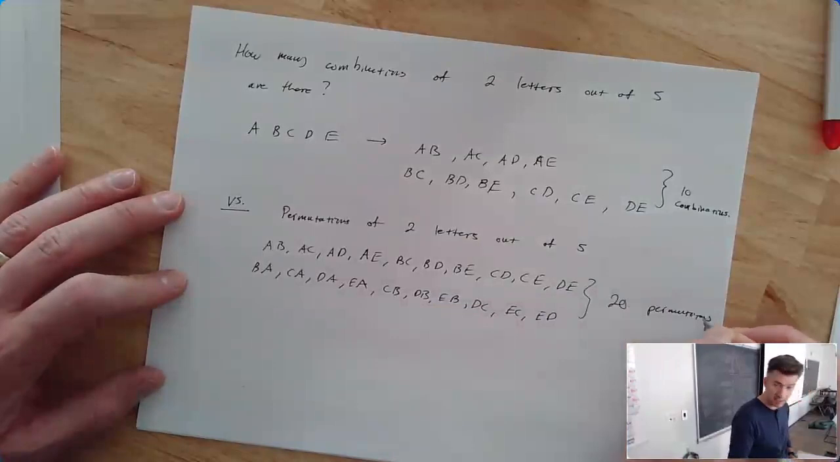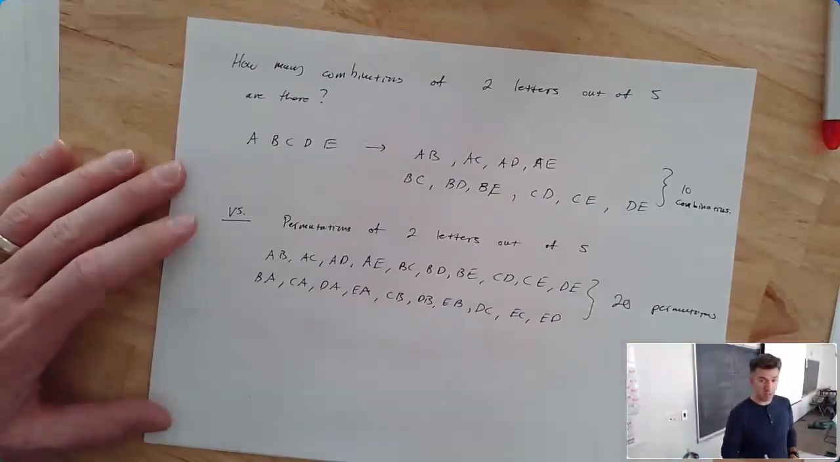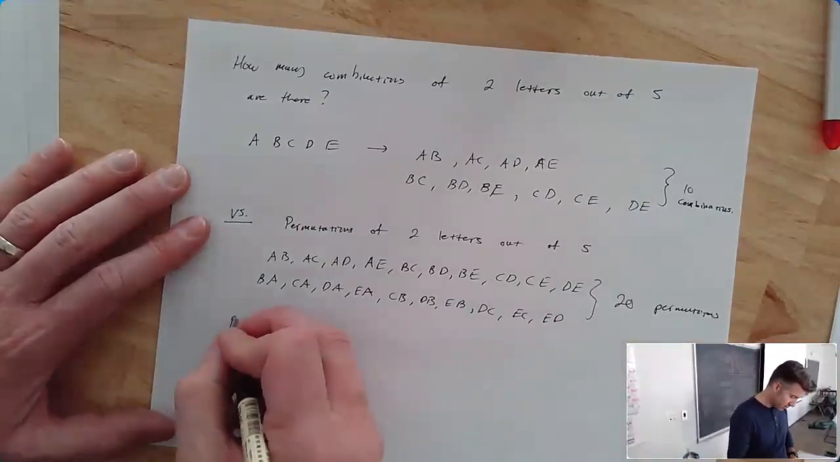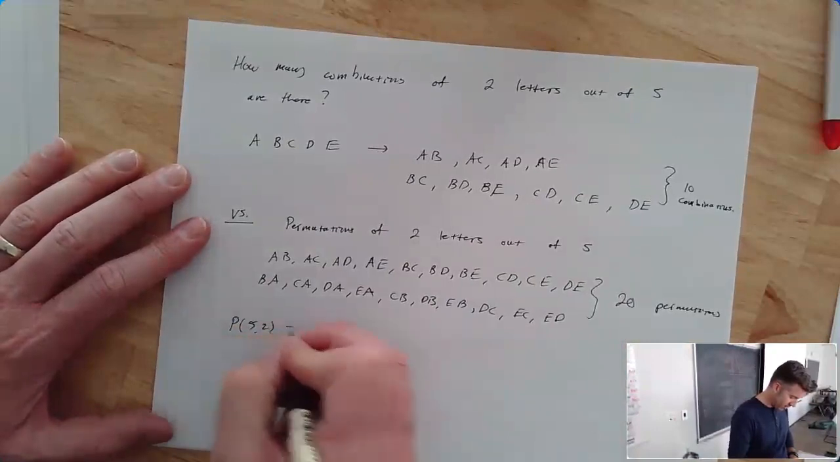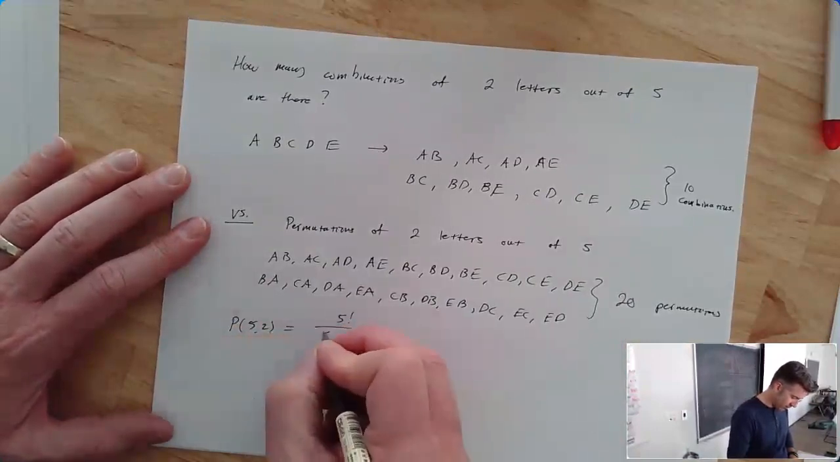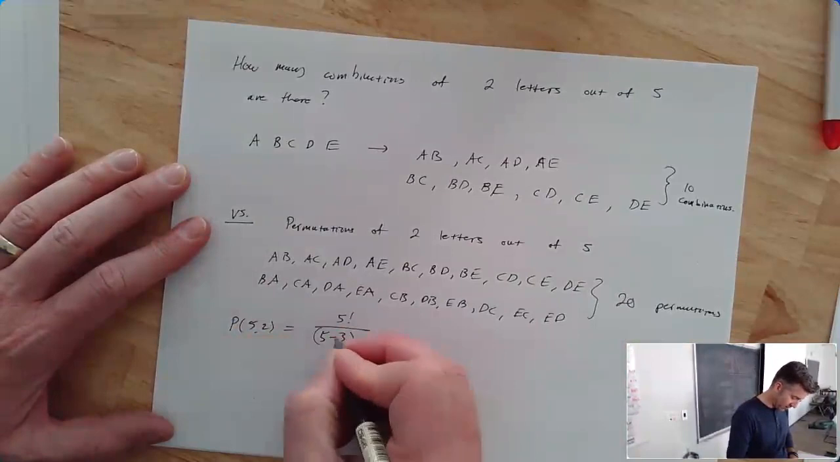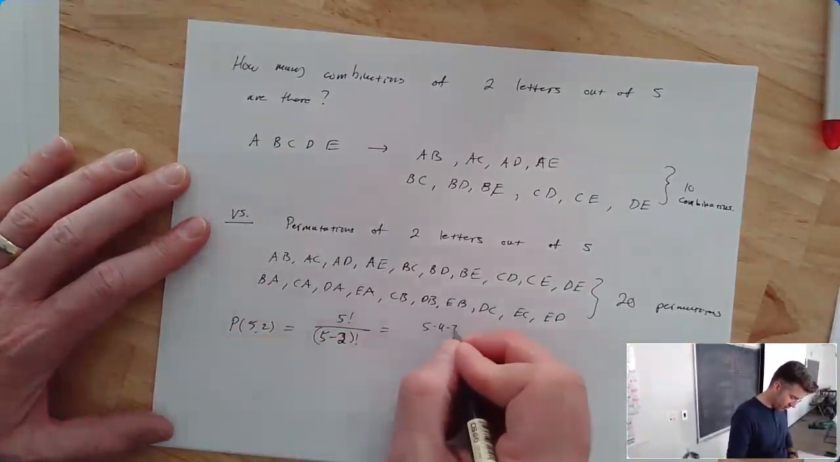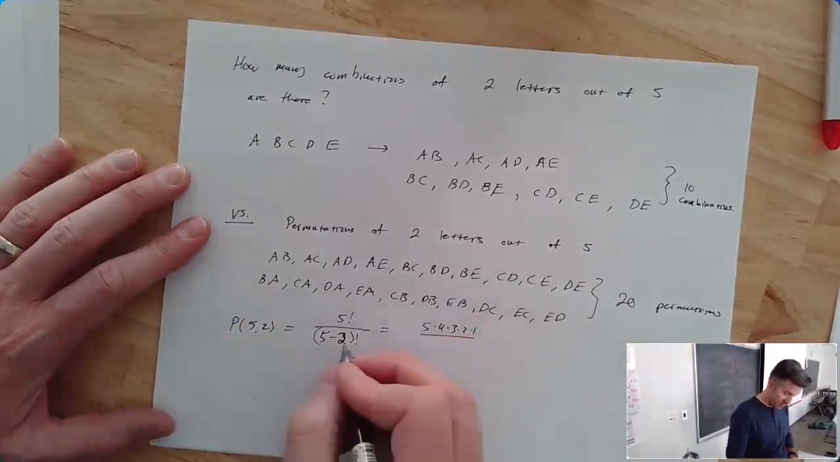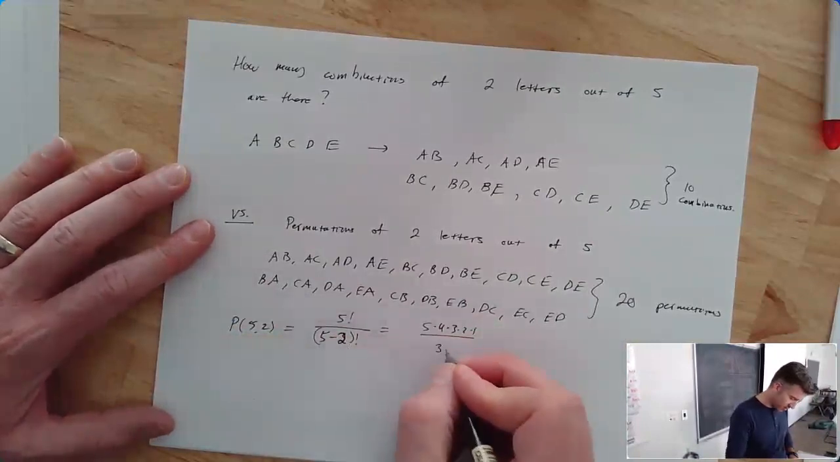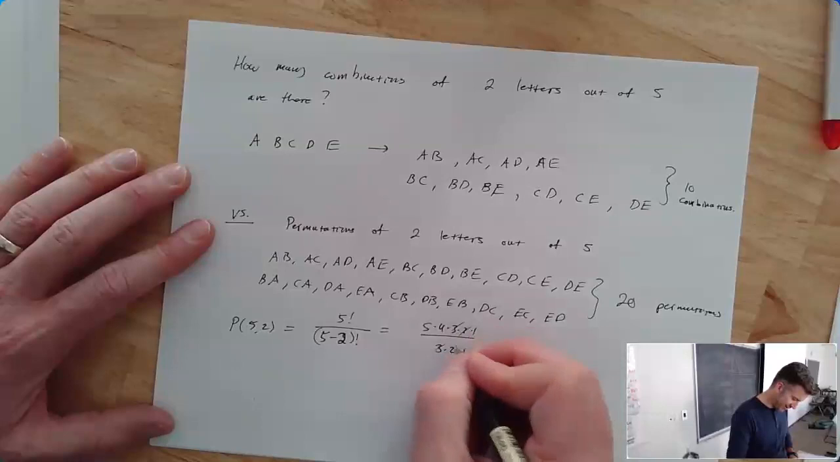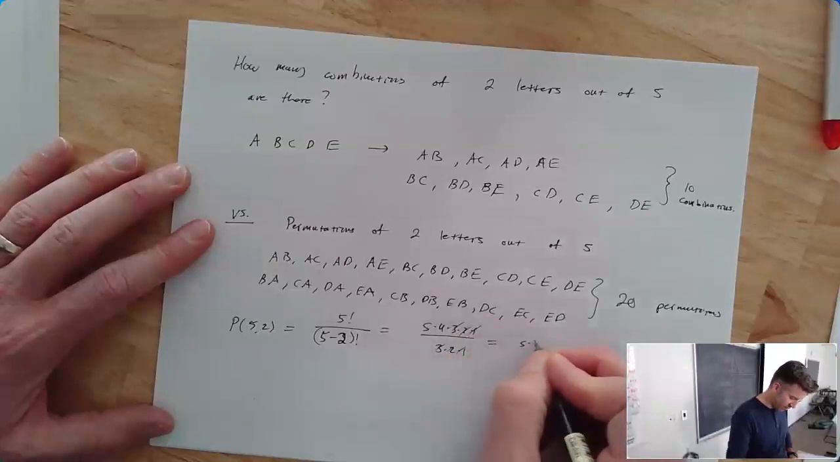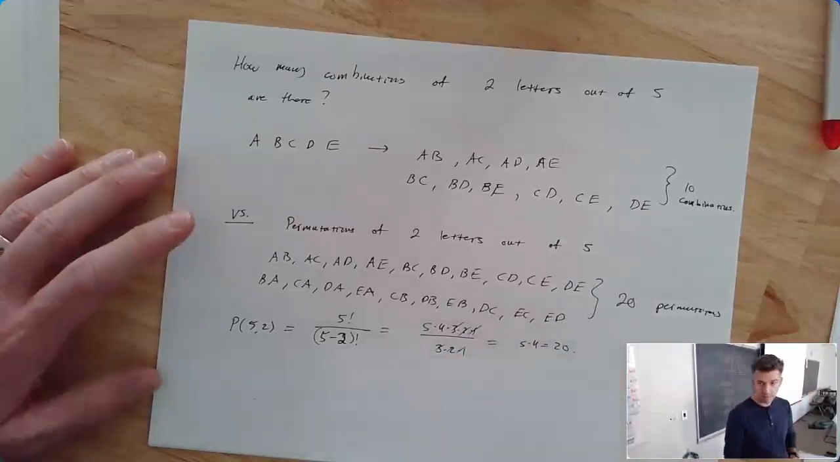Not terribly surprising, because if we do the permutation calculation, P of 5 comma 2, that's just 5 factorial over 5 minus 2 factorial, which is 5 times 4 times 3 times 2 times 1, over 5 minus 2 is 3. 3 factorial is 3 times 2 times 1. Cancel, cancel, cancel, cancel, cancel, cancel. You get 5 times 4, which is 20.